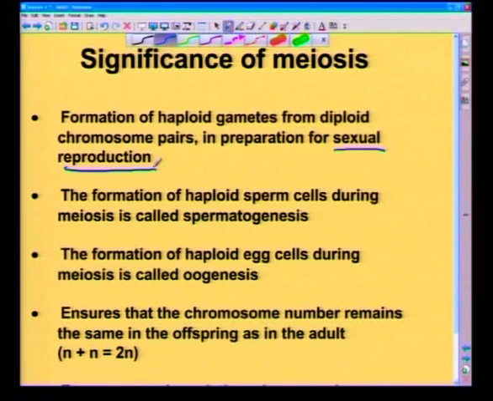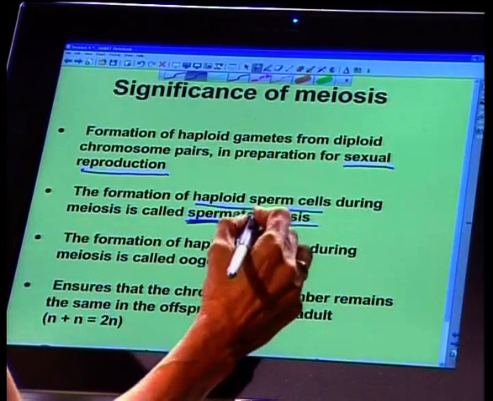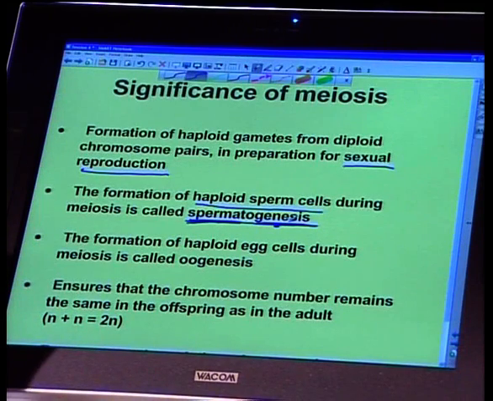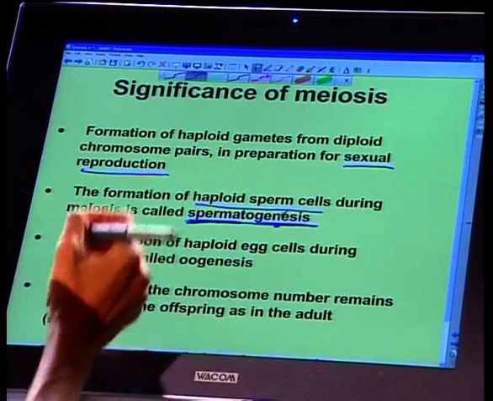The formation of haploid sperm cells during meiosis is called spermatogenesis. Now look at the word. Sperm, you are producing sperm. And genesis means to create. That's why we have the book of Genesis. It means to create. So it is to create sperm cells.